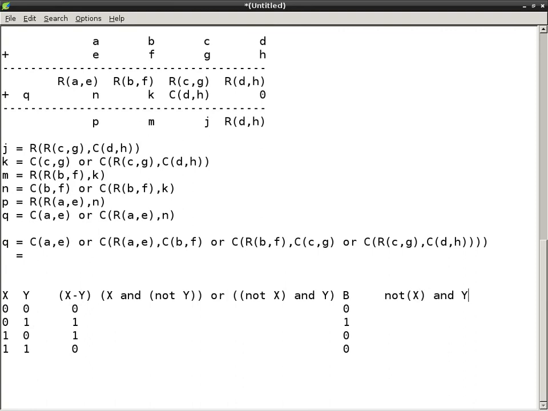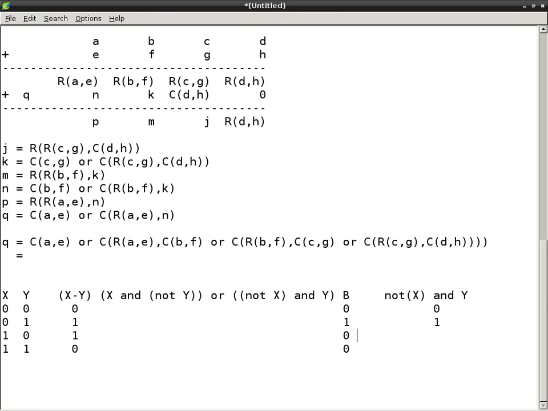Well, let's double check. On the first row, when X is a 0 or false and Y is also false, this has to be false because in order for a conjunction to be false, you only need up to one side to be false. They can both be false, but if one side is false, the whole thing has to be false already. This is the row that we are interested in. X is false, not X is true. Y is true, so we have true and true, which is true.